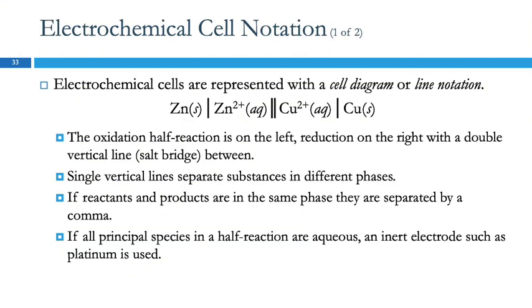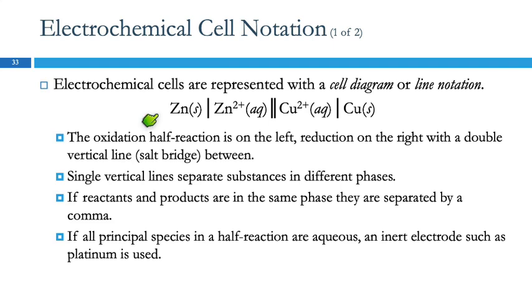Line notation, also known as a cell diagram, can be used to represent an electrochemical cell. So this is line notation for the cell we've been talking about. This double line here represents the salt bridge. We put the oxidation reaction on the left and the reduction on the right, just because.